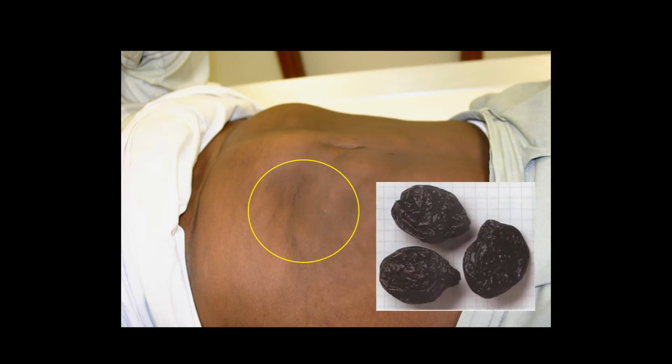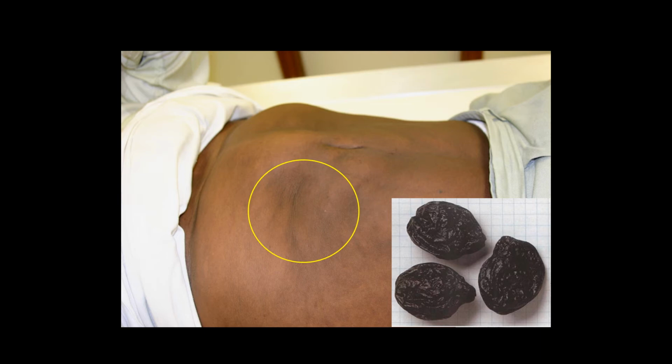And this, in fact, shows itself clinically on the skin of the patient, which is corrugated and wrinkled, looking exactly like dried prunes. And that's where the name of this syndrome comes from, the prune-belly syndrome.